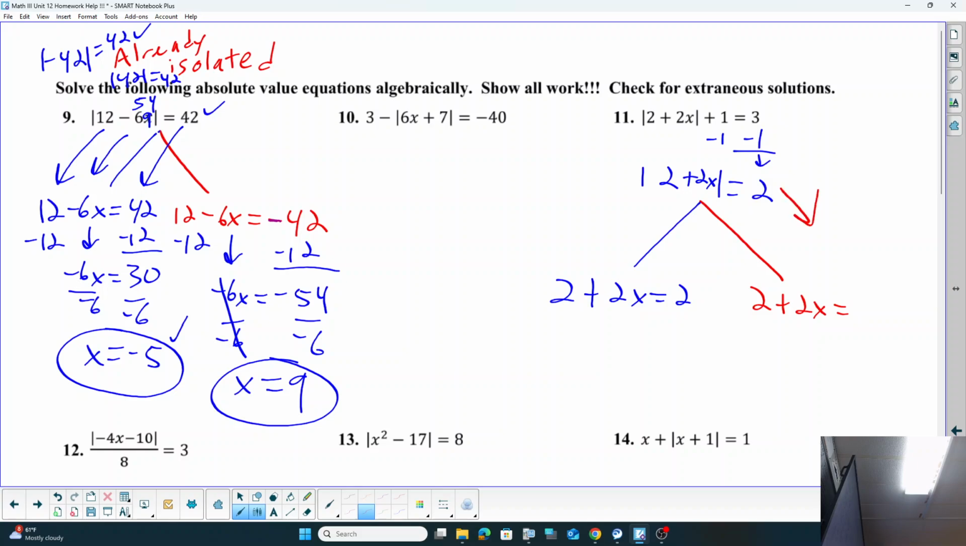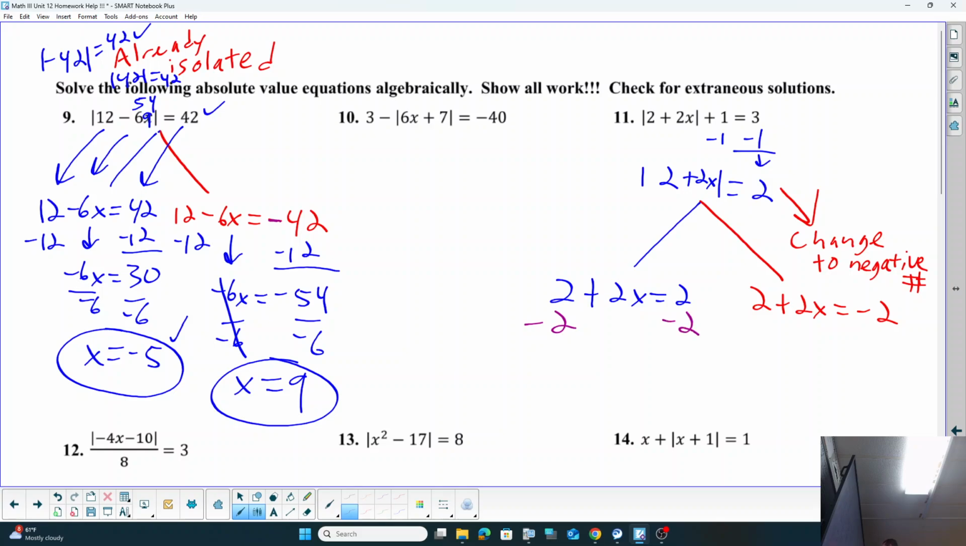Going too fast, Abel. Change the sign. So change to a negative number. So that's actually going to be a negative 2. There we go.